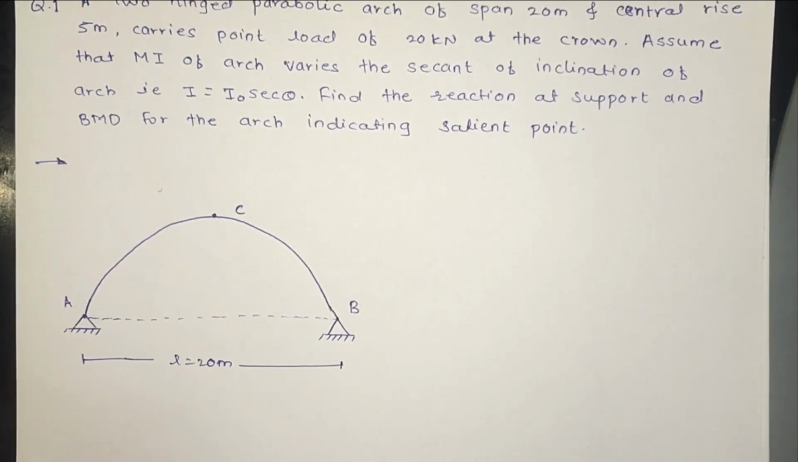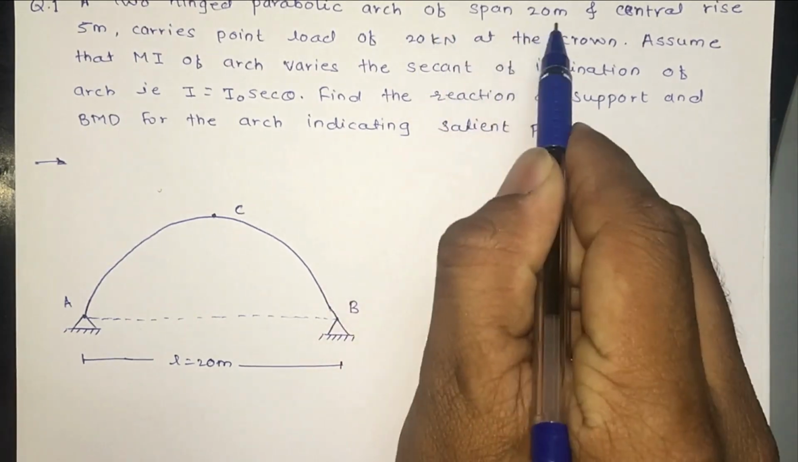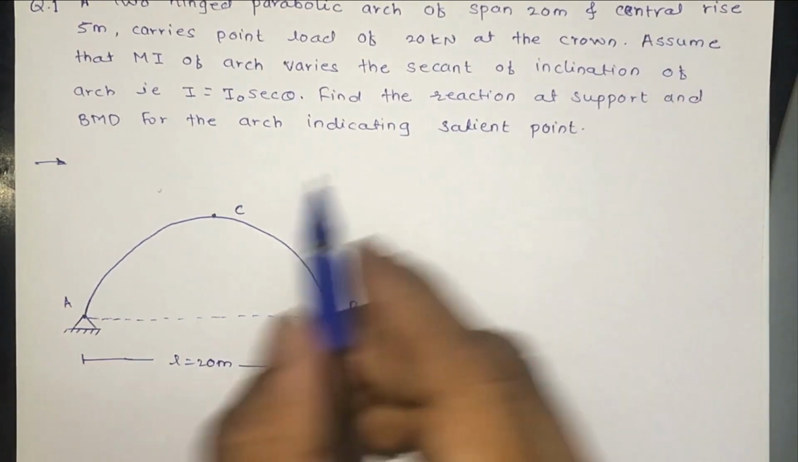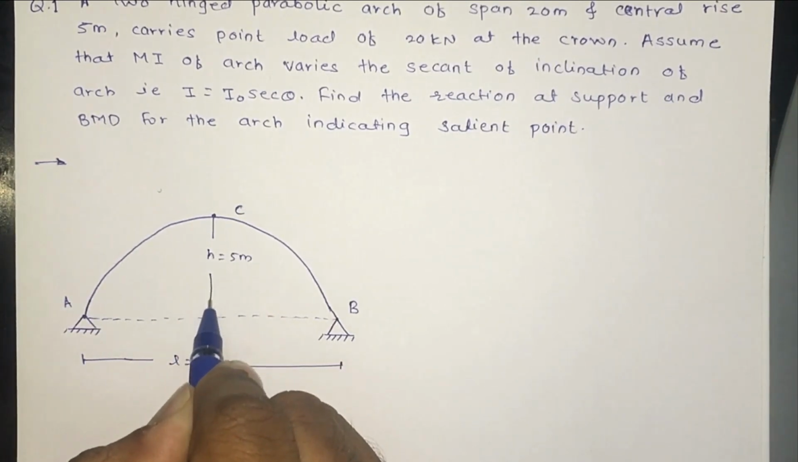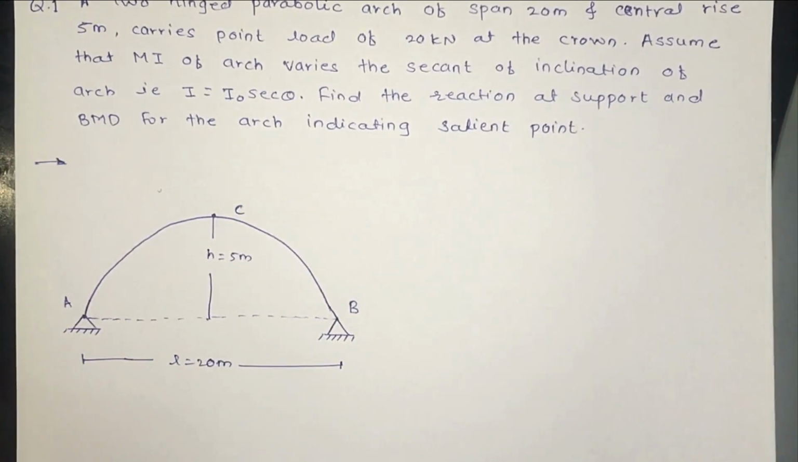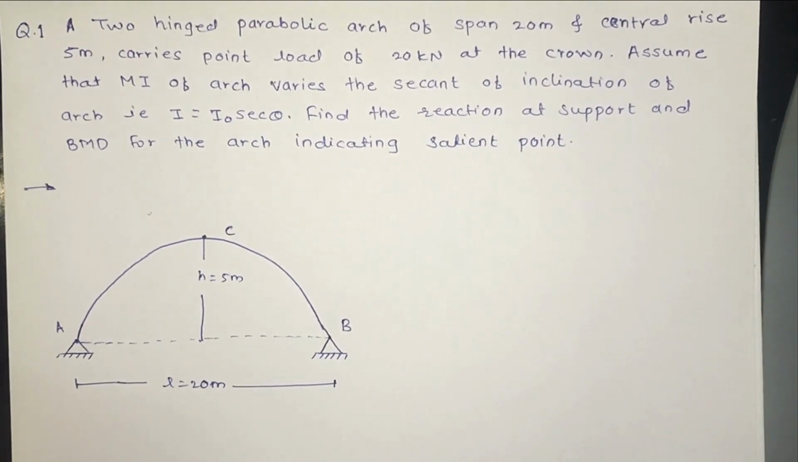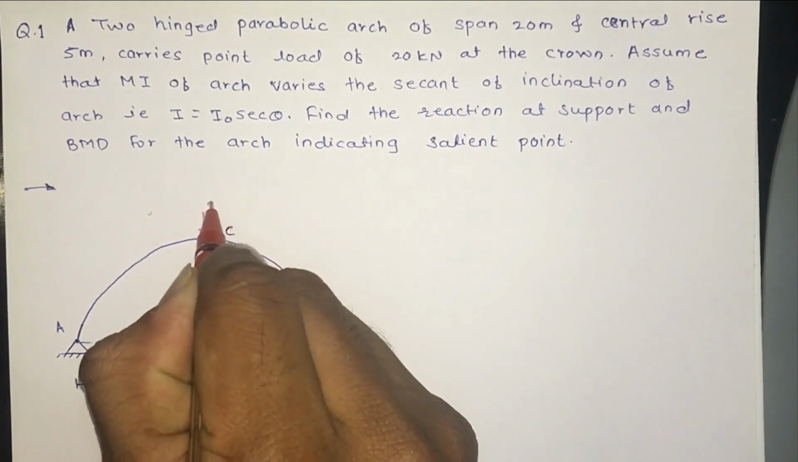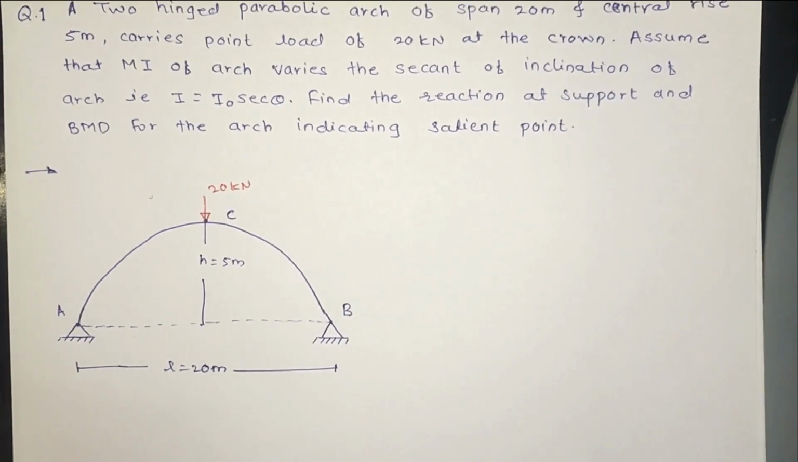As per the problem, the span of this parabolic arch is 20 meter, so we consider L is equal to 20 meter. Central rise is 5 meter, that is this is H, small h is equal to 5 meter. The arch carries a point load of 20 kN at the crown. At the crown, one point load is given of intensity 20 kN. And now this is our problem.